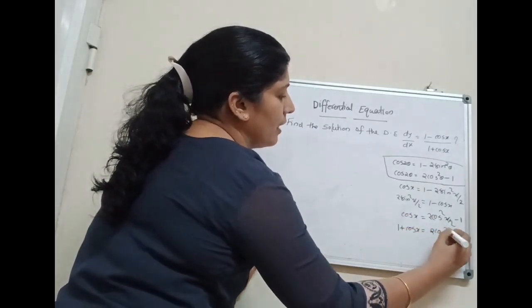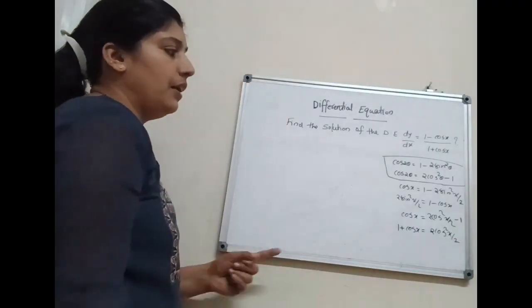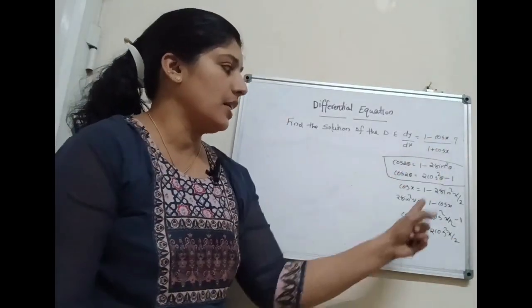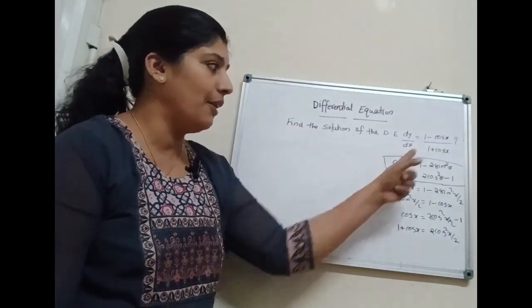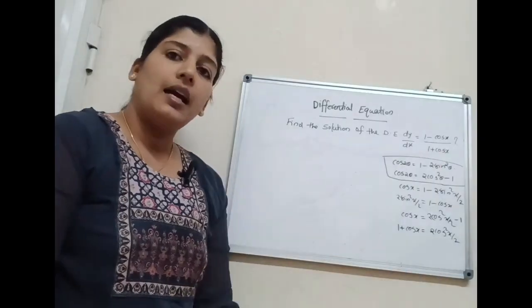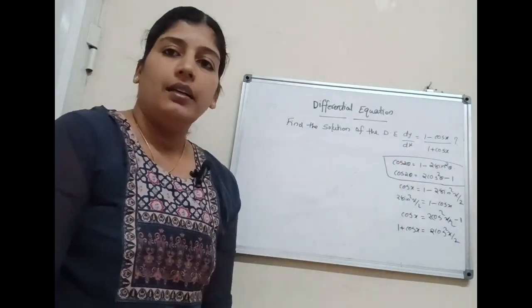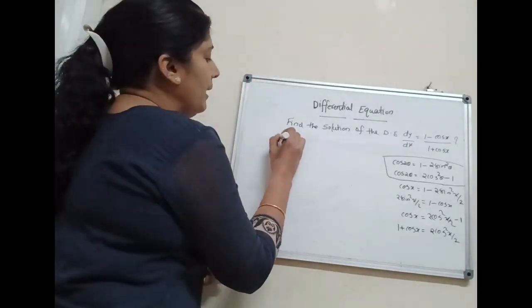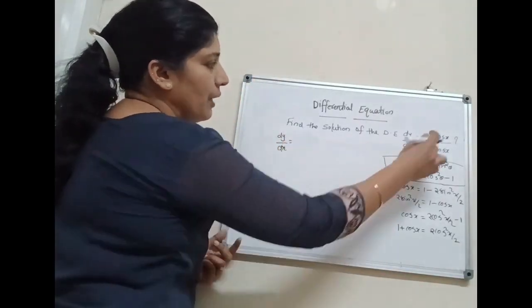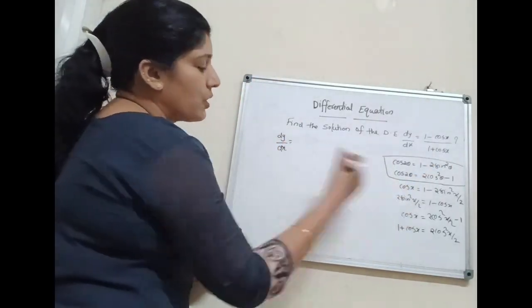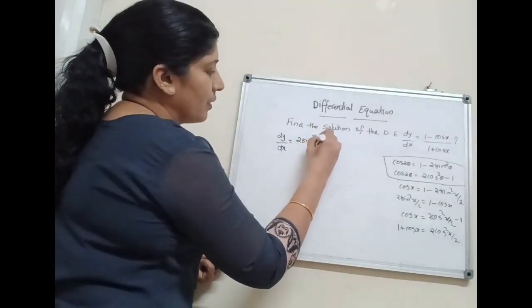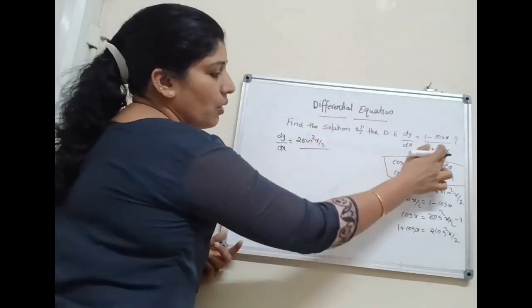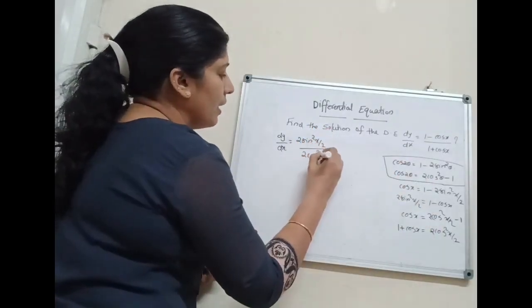2 cos square x by 2. First, we have to change 1 minus cos x as 2 sin square x by 2 and 1 plus cos x as 2 cos square x by 2. Then substituting the values here. Therefore, dy by dx equal to, first one, 1 minus cos x is 2 sin square x by 2 by 1 plus cos x is 2 cos square x by 2.